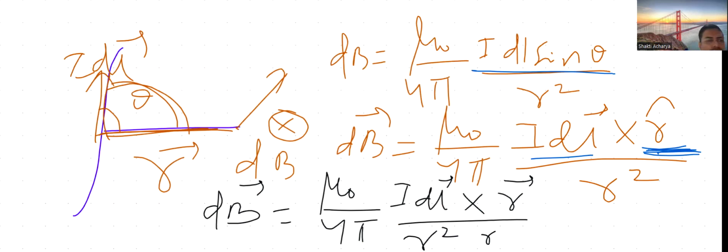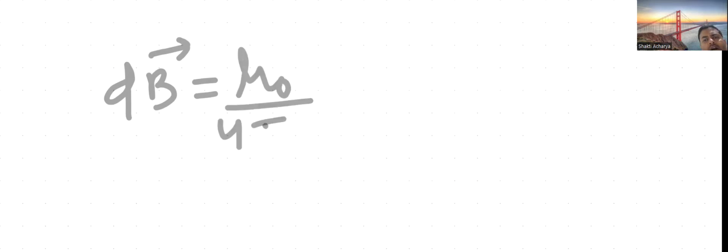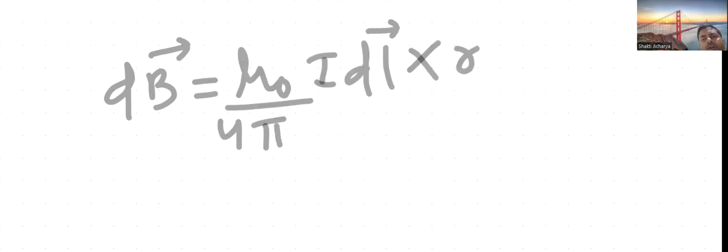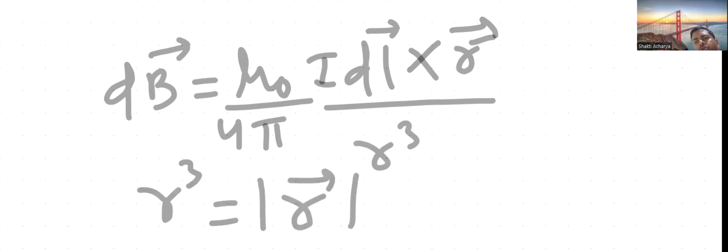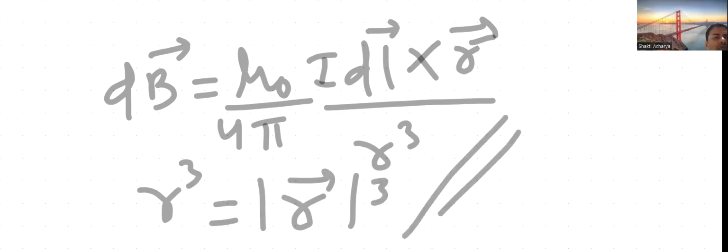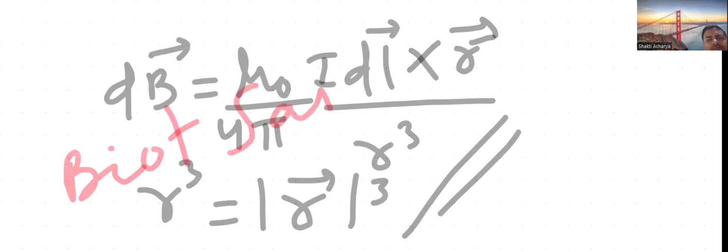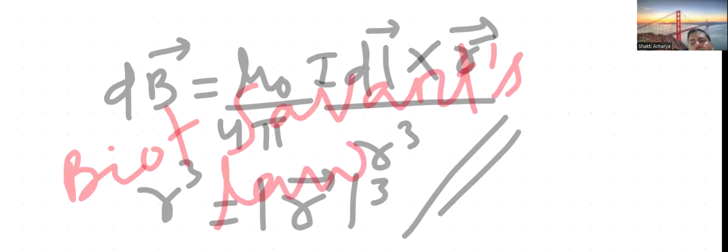So now dB vector will become mu naught by 4 pi I dl cross r vector by r cube, or sometimes this r cube is also written as magnitude of r vector cubed. So this is Biot-Savart law in vector form. I hope all of you are getting clear about this.